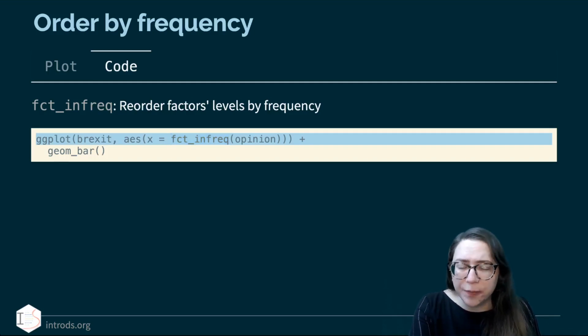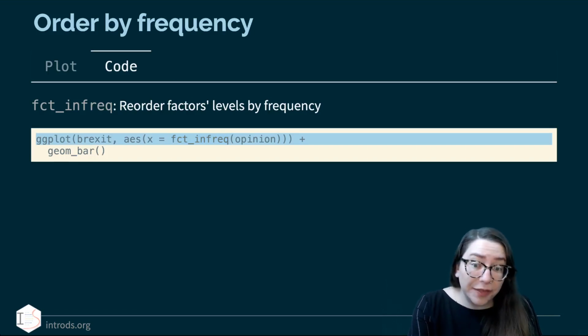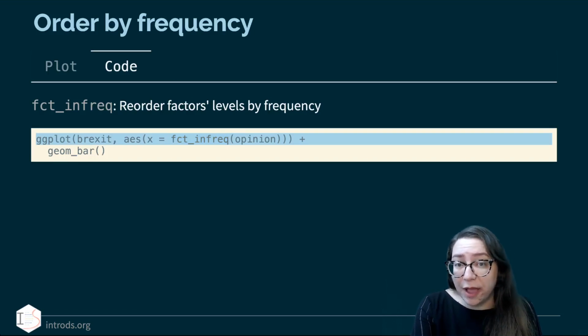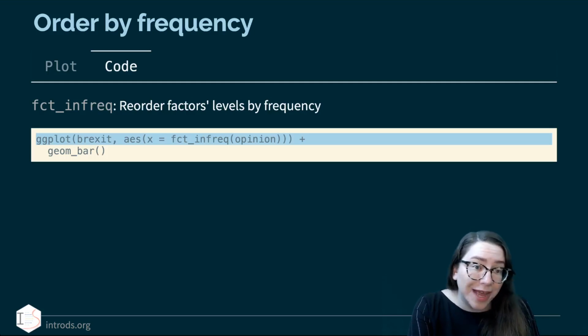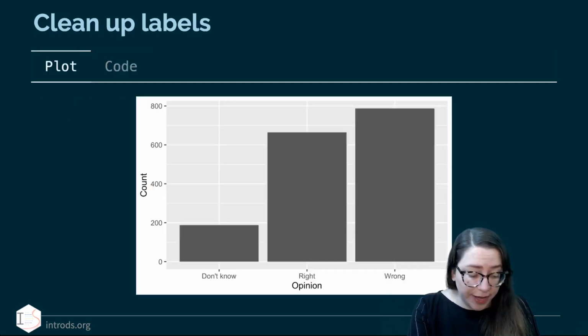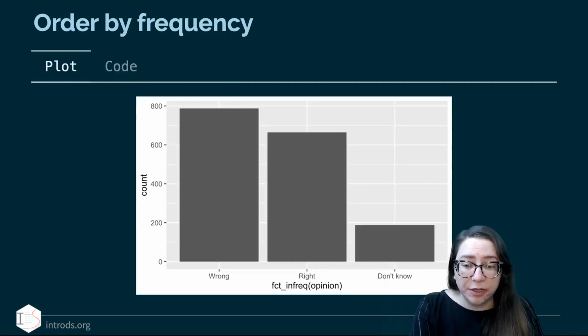Infreq, so in frequency, which will reorder factor levels by frequency. With only 3 levels, we could have thought about doing this manually, but this is a useful function, especially when you have many more levels, or when you haven't actually done the counting yourself and you just want to rely on it to do the ordering for you. We might also want to clean up the labels. So let me go back to the original plot.